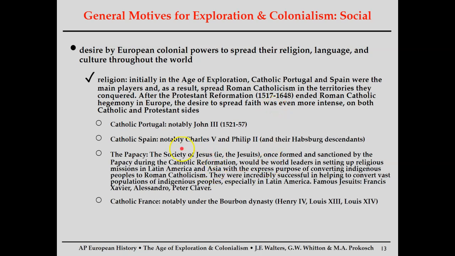So eventually, the papacy, the Pope, of course, is going to create a new order of priests called the Society of Jesus, or better known as the Jesuits, and their goal is to be missionaries. Their goal is to spread Catholicism to the quote-unquote New World. North America, South America, India as well, Japan as well. Eventually they get kicked out of Japan. But their goal, spread Catholicism.